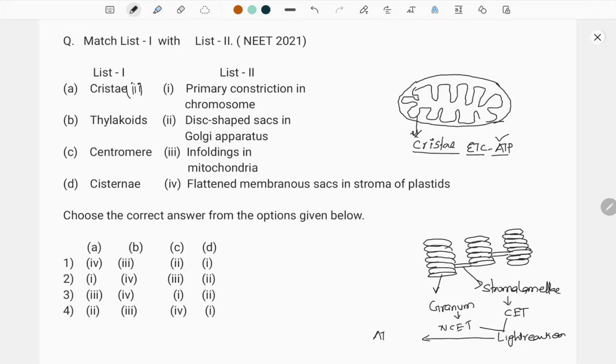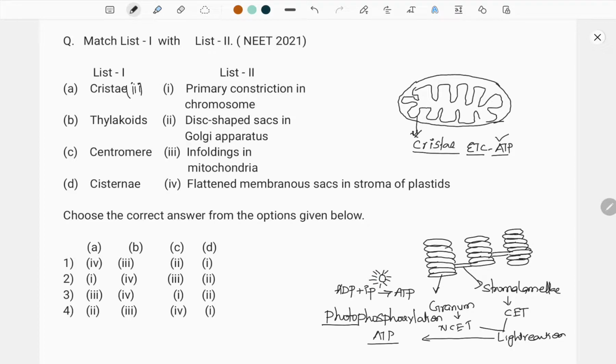This ATP synthesis in the grana during cyclic and non-cyclic electron transport is called photophosphorylation. What is phosphorylation? It is the addition of inorganic phosphate to ADP. Adenosine diphosphate is combined with inorganic phosphate to form ATP, which is called phosphorylation. Then what is photo? It is driven by sunlight. Phosphorylation driven by sunlight is called photophosphorylation.